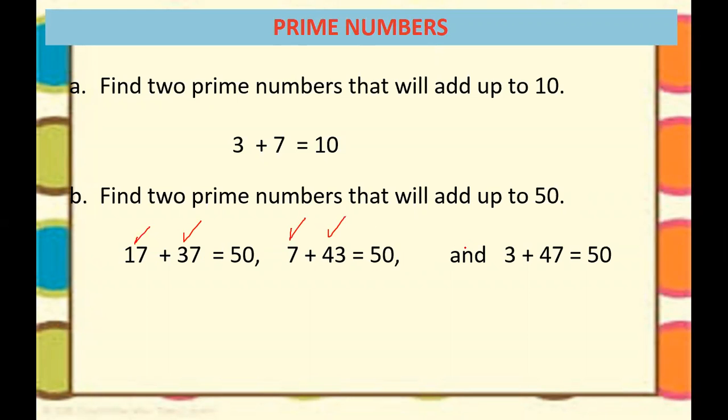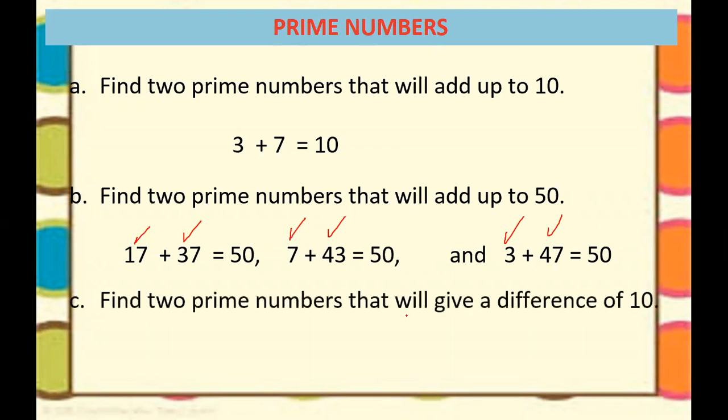Another one is 3 plus 47. 47 is a prime number, 3 is a prime number. When we add, it gives us 50. All right? So, this one now.